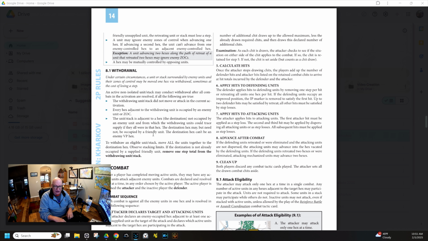Step number 8 is advance after combat. If the defending unit retreats or is eliminated and the attacking units are not dispersed, the attacking units may advance into the hex vacated by the defending units.